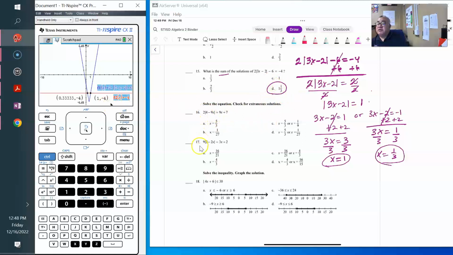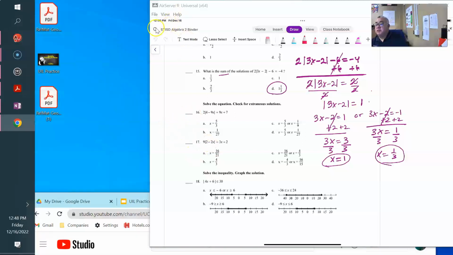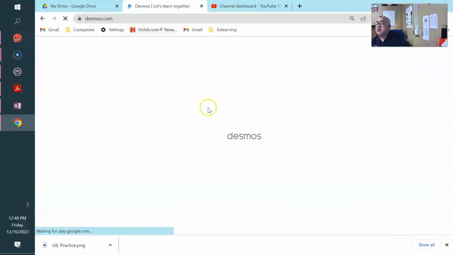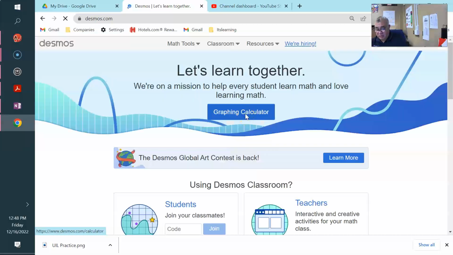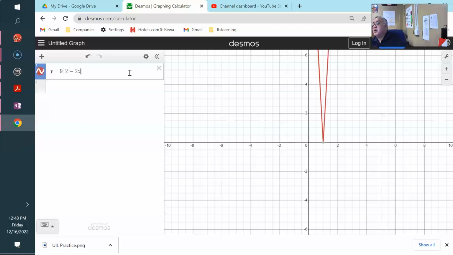Now, for 17, let's say you want to do 17 in the equation editor, or you want to use it in the calculator. What I'm going to do is use Desmos. So I'll go to Desmos, and I'll minimize this here. Definitely we're going to use the graphing calculator. So we're doing number 17, so you're going to type in y equals 9, absolute value of 2 minus 2x, and then press enter, and then there's a graph.